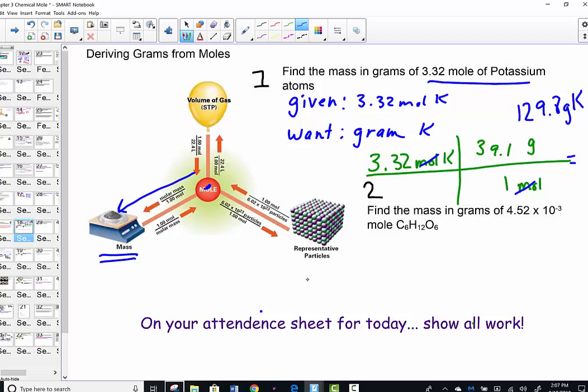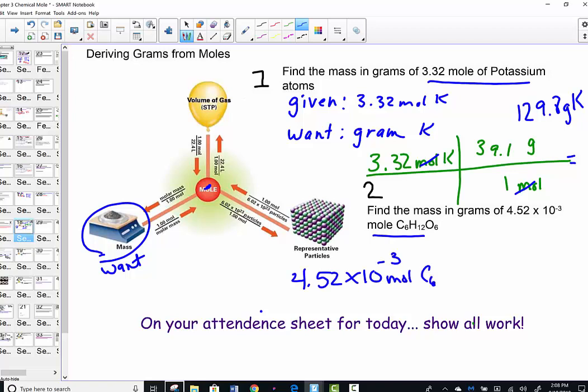In our second problem, we're still being asked to solve for grams, so I still want to know a mass, and the unit that I'm given is the mole. 4.52 times 10 to the negative 3 moles of glucose. I can set up a conversion factor that will cancel the word mole and bring me to the gram. What is the mass of 1 mole of glucose? That was the fundamental skill we were just practicing.